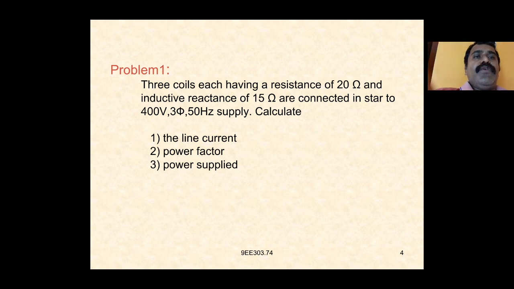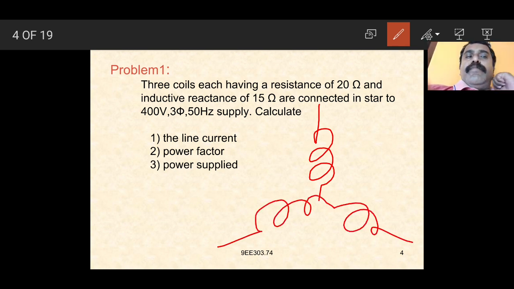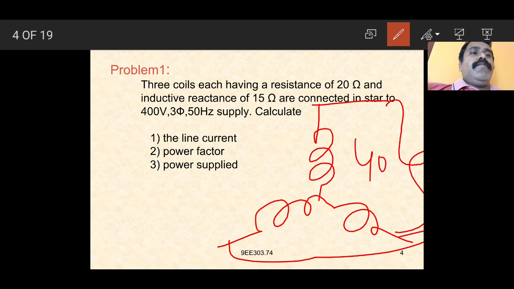Given the problem: 3 coils each having a resistance of 20 ohms and inductive reactance of 15 ohms are connected in star to a 400 volt 3-phase 50 Hz supply. Calculate the line current, power factor and power supplied. Here it is a star connection, and the voltage applied is 400 volts.